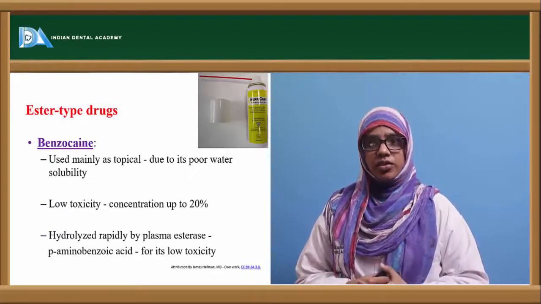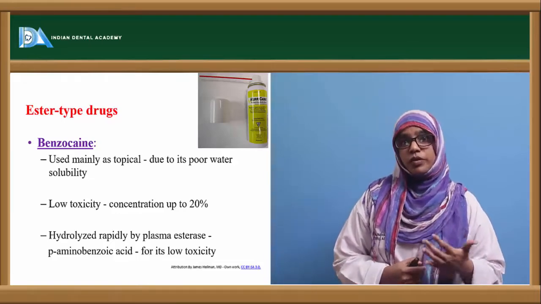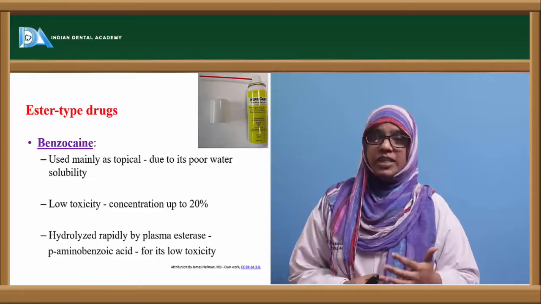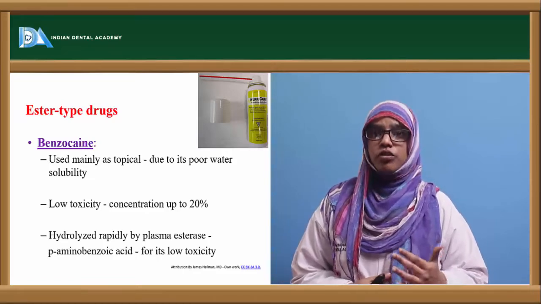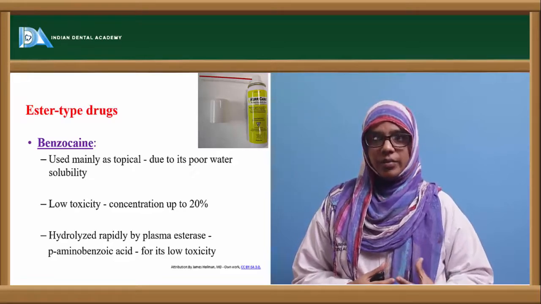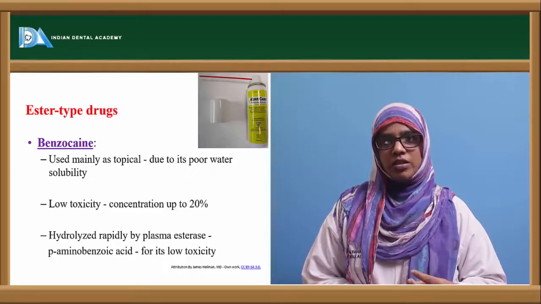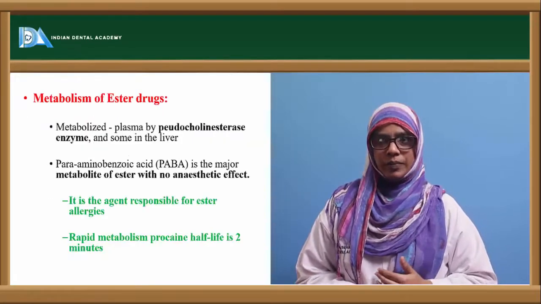Now the other ester drug is benzocaine. It is used mainly as a topical agent because of its poor water solubility. It has low toxicity, and concentrations up to 20% can be used. It basically hydrolyzes rapidly by plasma esterase to produce p-aminobenzoic acid, hence its low toxicity.